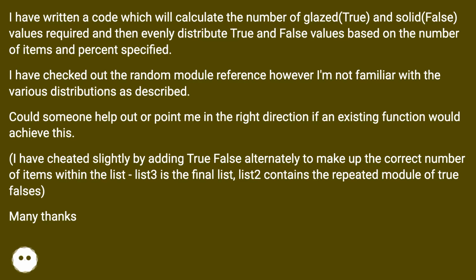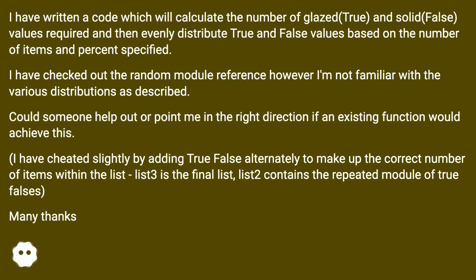I have written a code which will calculate the number of glazed, true, and solid, false values required and then evenly distribute true and false values based on the number of items and percent specified. I have checked out the random module reference, however I am not familiar with the various distributions as described. Could someone help out or point me in the right direction if an existing function would achieve this?